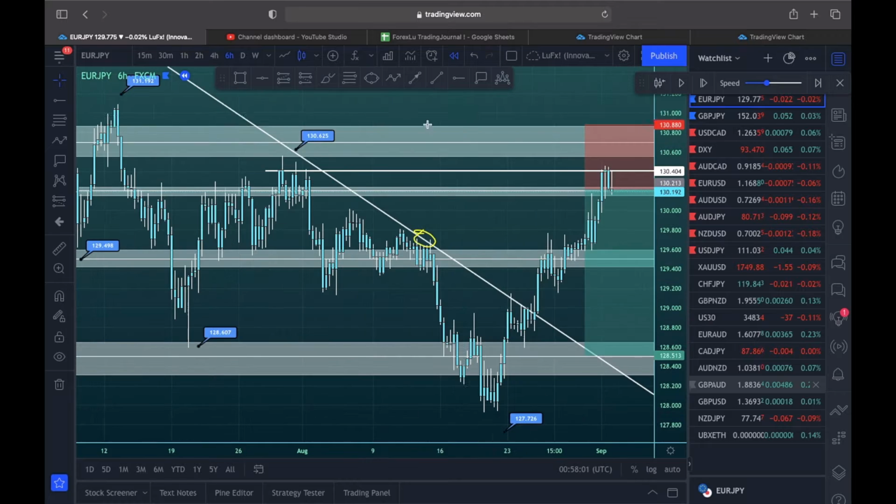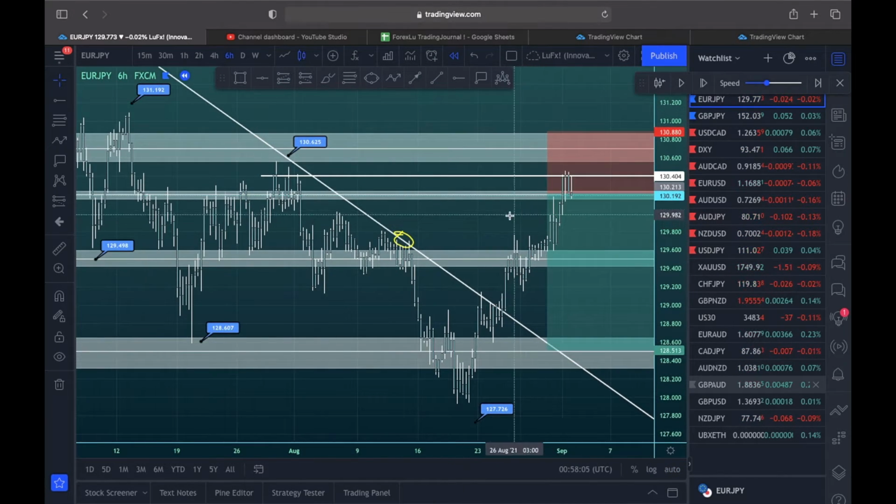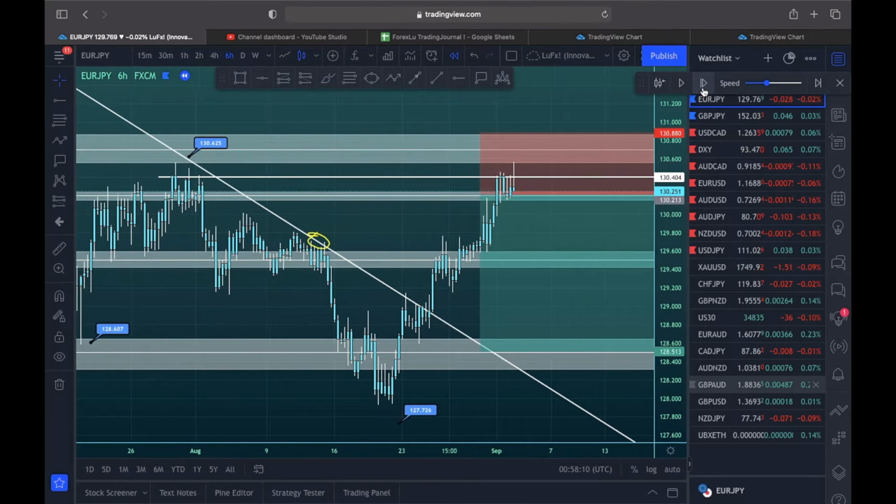So this is where I got in, right, exactly right here. So this is what it looked like when I got in. So let's see what happens. And I'm going to explain how I managed it.